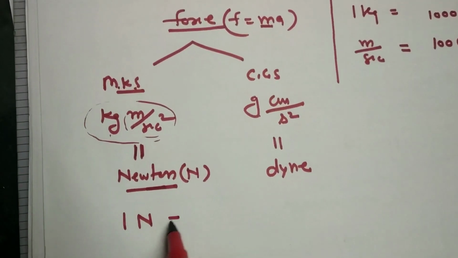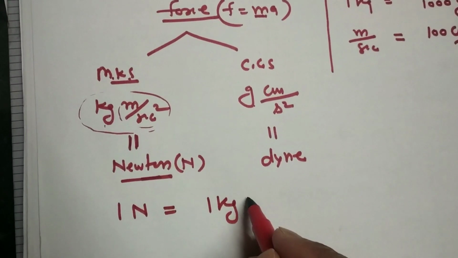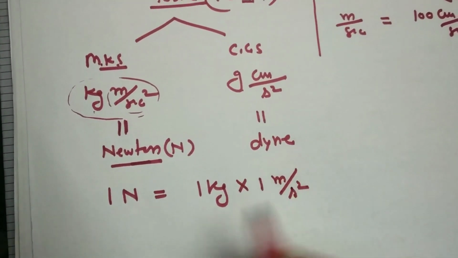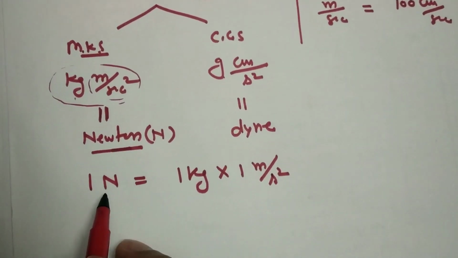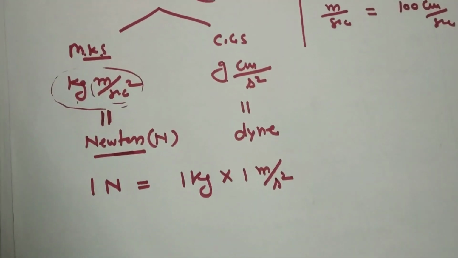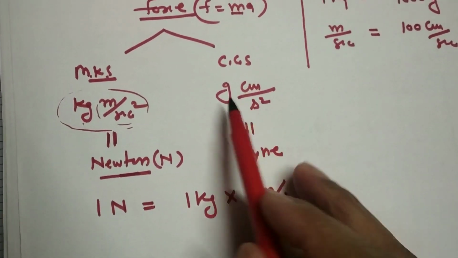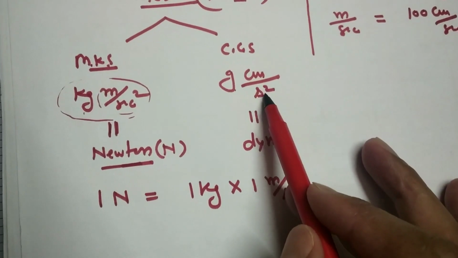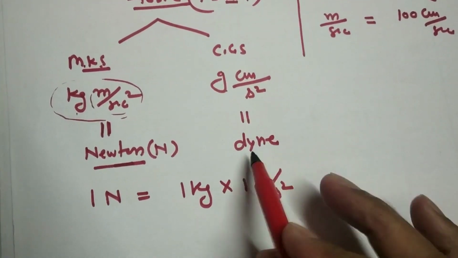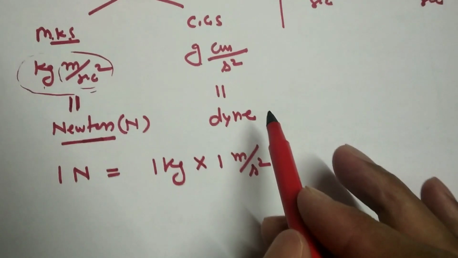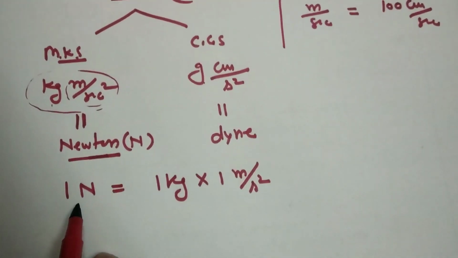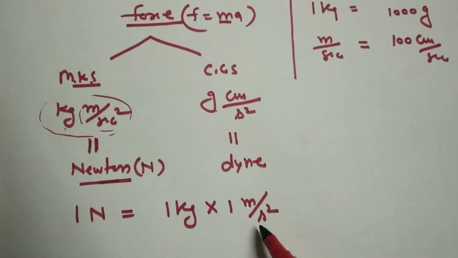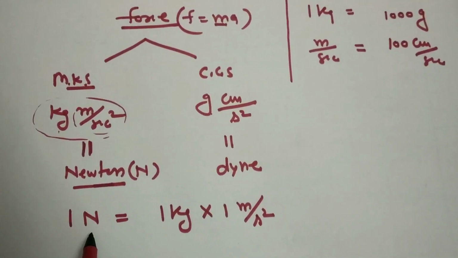Mass is 1 kilogram and the body is moving with 1 meter per second square acceleration, then force applied on the body will be 1 Newton. Same thing in dyne also. When a 1 gram body is moving with acceleration 1 centimeter per second square, then force will be 1 dyne. Clear? So 1 Newton we can write, mass we are taking 1 kilogram and acceleration 1 meter per second square, that will be equals to 1 Newton.